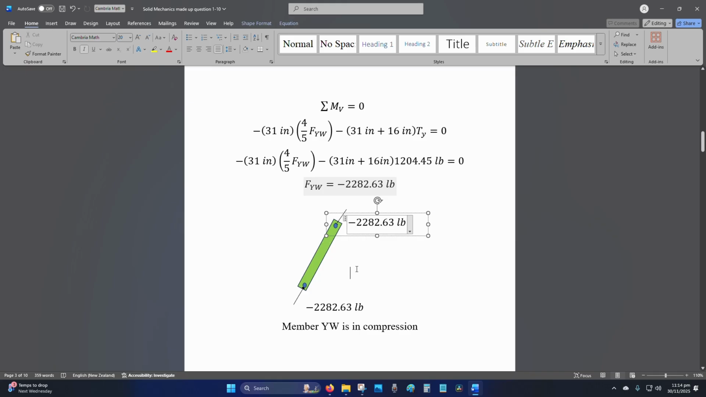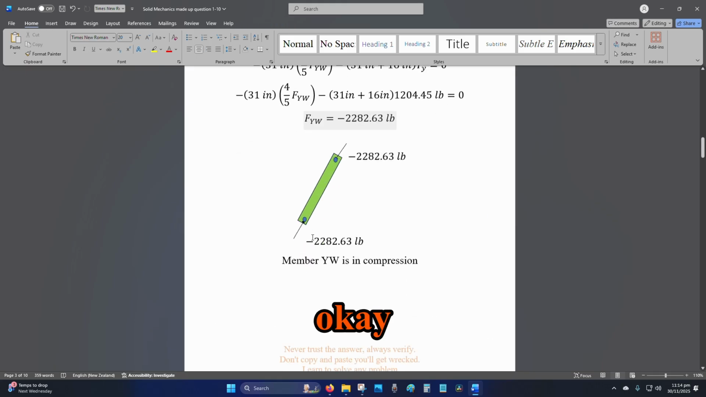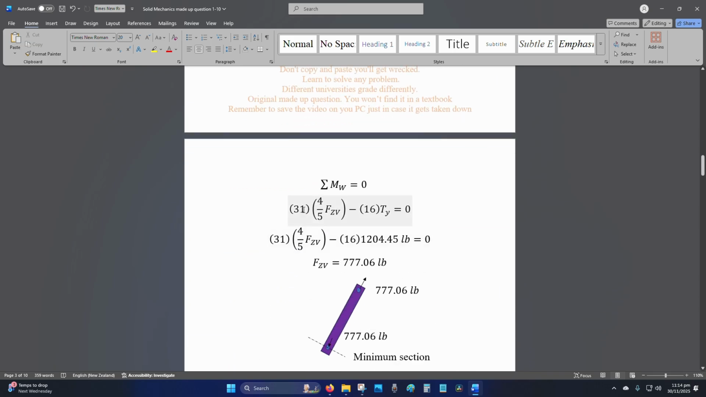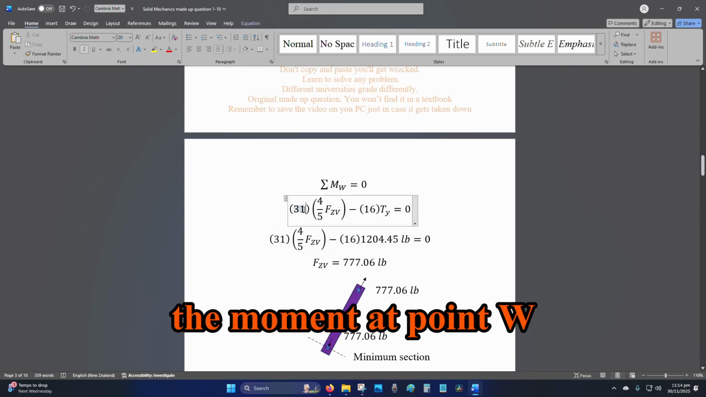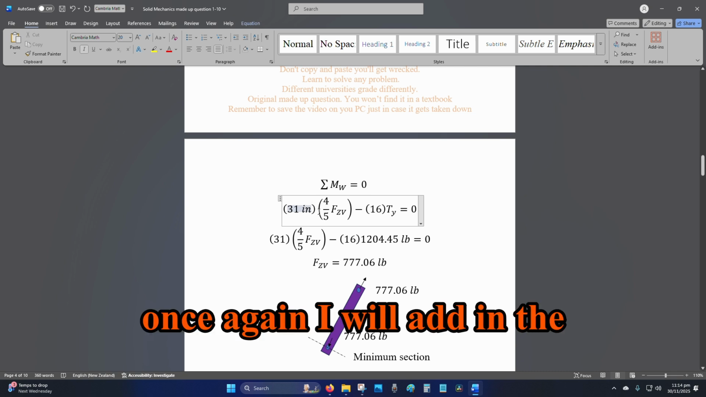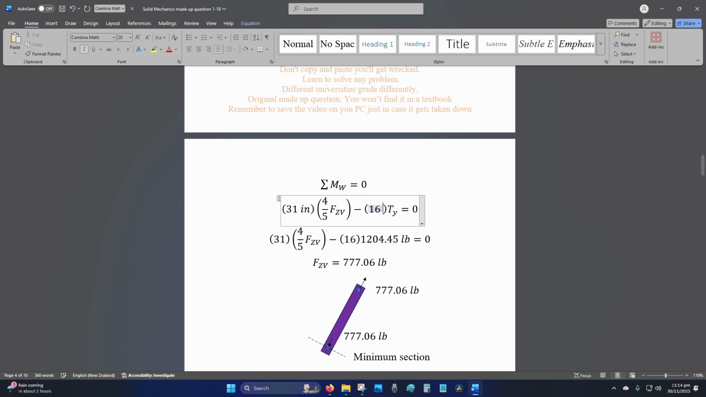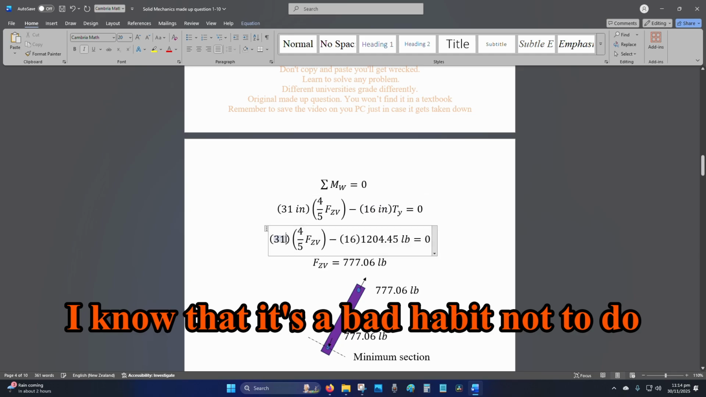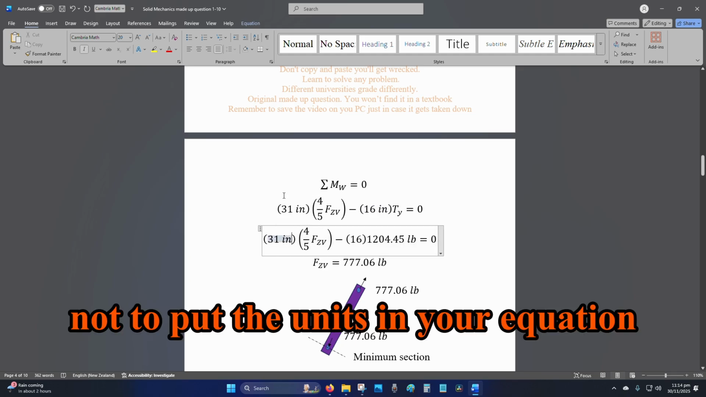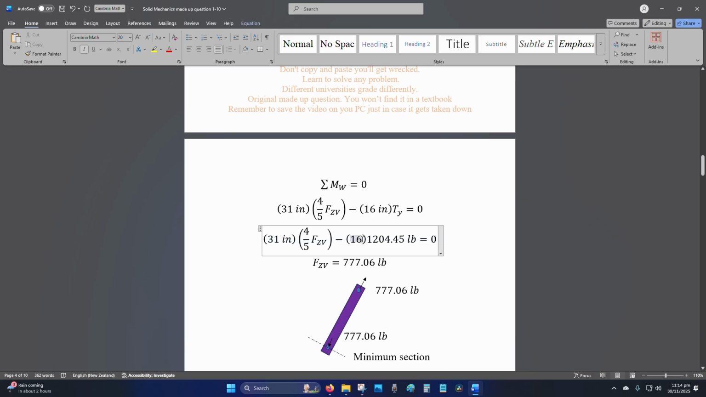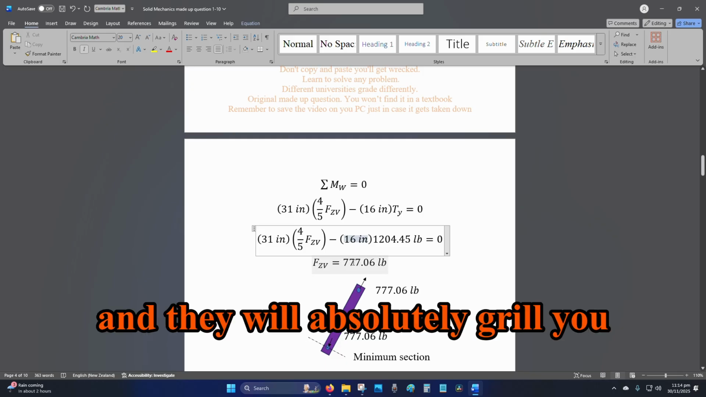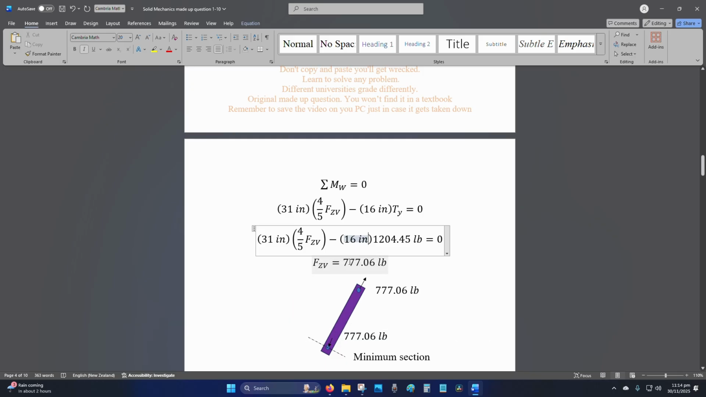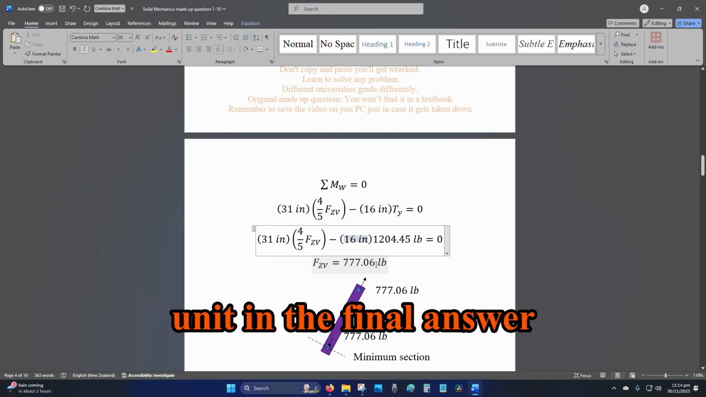So note that you've got the forces going inwards. Okay. So next up, we've got the moment at point W. Once again, I will add in the inch units. I know that it's a bad habit not to put the units in your equation, and some lecturers and professors really hate that, and they will absolutely grill you if you don't have the unit in the final answer.